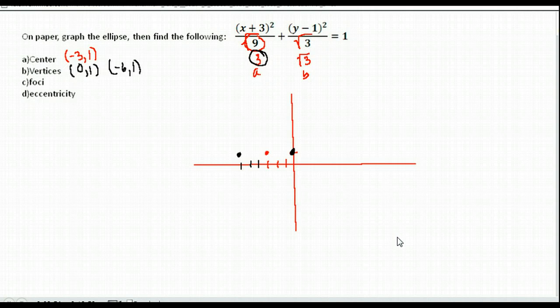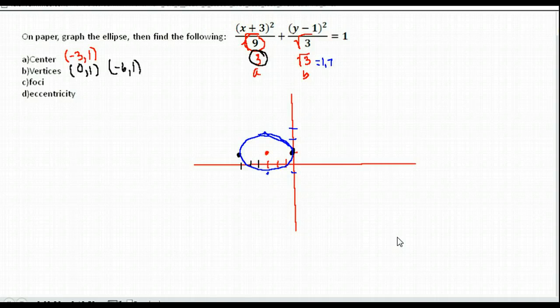What does the B do for us? It tells us how far to go up and down to form the ellipse. So let's find out what the square root of 3 is. It's about 1.7. So from the center, if we go up about 1.7, not quite 2, and down 1.7, okay, there is a picture of our ellipse, roughly. Not a great drawing.